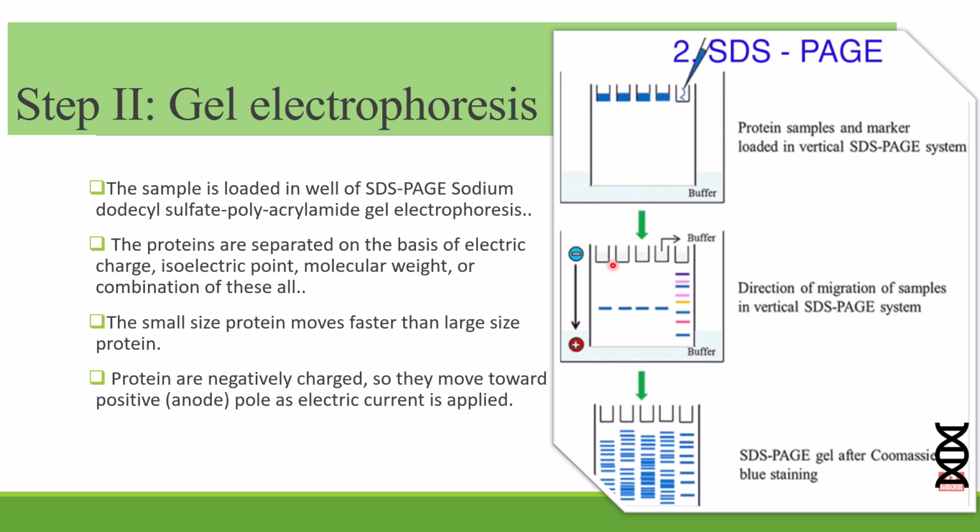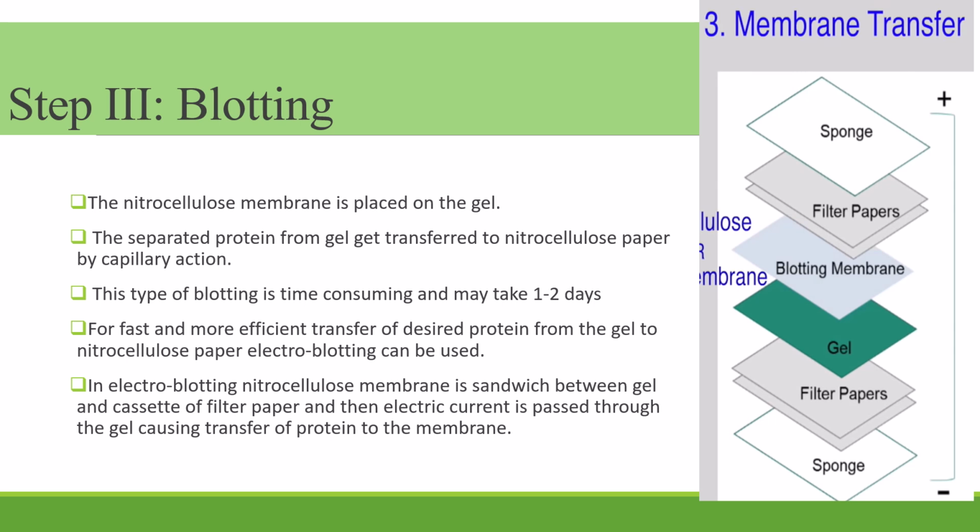After loading, you have to apply electricity. Allow the protein to move, to migrate, in the direction of migration. Once it is done, you can go for Coomassie staining of the gel if you want. And after that, another step is immunoblotting. We have to go for transfer. This step is actually called blotting.